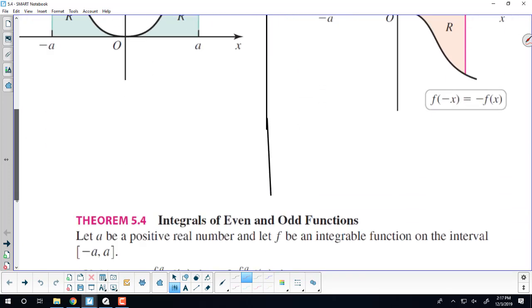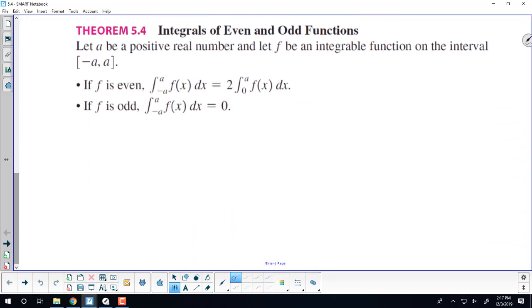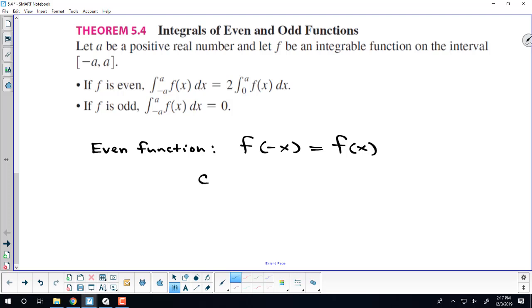Oftentimes it might not be terribly straightforward whether a function is even or odd. So just as a reminder, an even function is one where f of negative x is equal to f of x. In other words, replacing x with negative x doesn't actually change the function. Cosine is an even function.